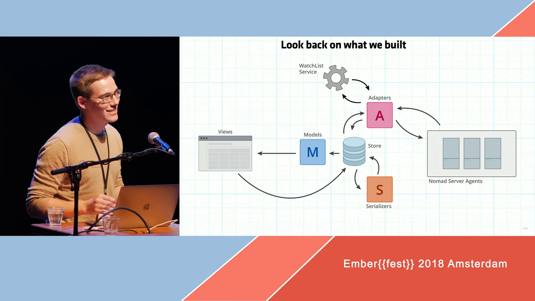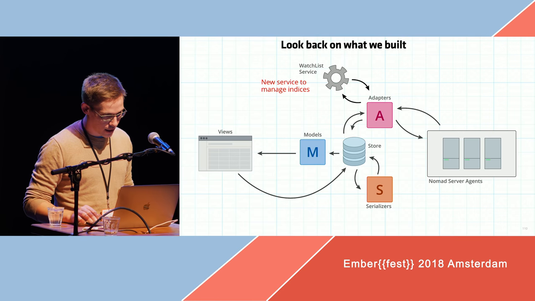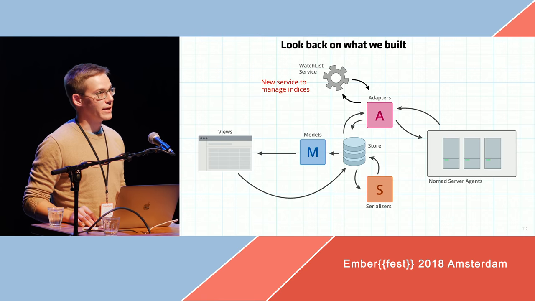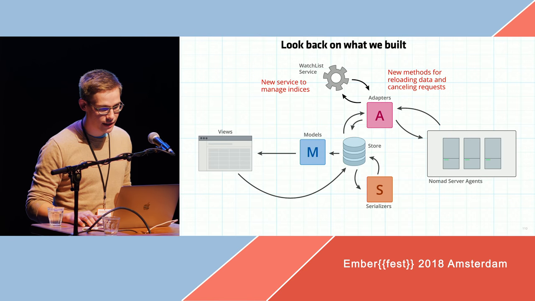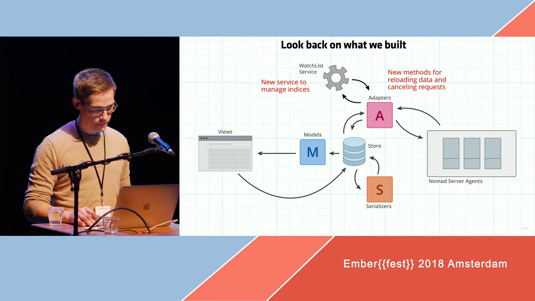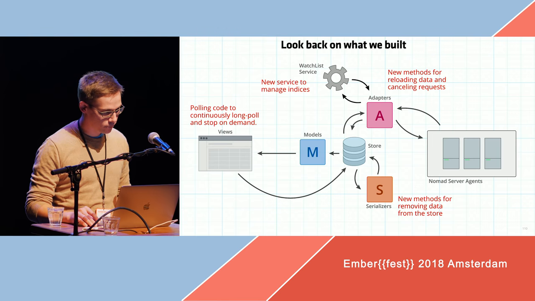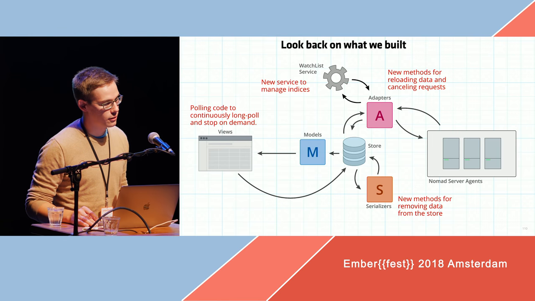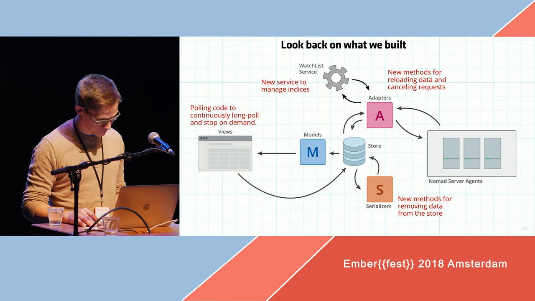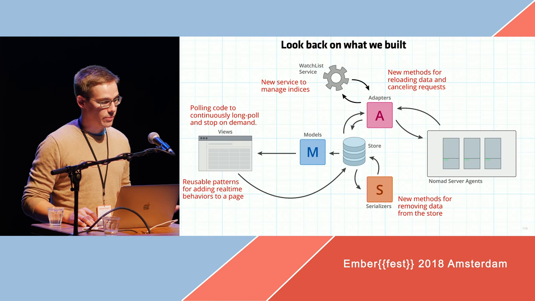So let's look back at what we built here, all right? This is, again, our Ember Data diagram. We introduced a new service for managing indices, and we created new methods for reloading data and canceling requests in our adapters. And we created new methods for removing data from the store whenever we needed to. We also wrote polling code to continuously long poll and stop things on demand. And we introduced reusable patterns for adding real-time behaviors to any page.